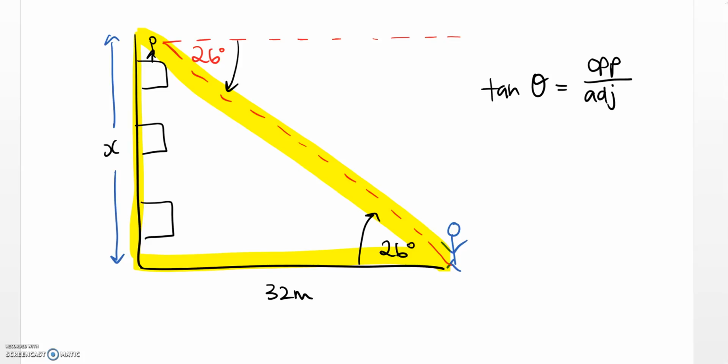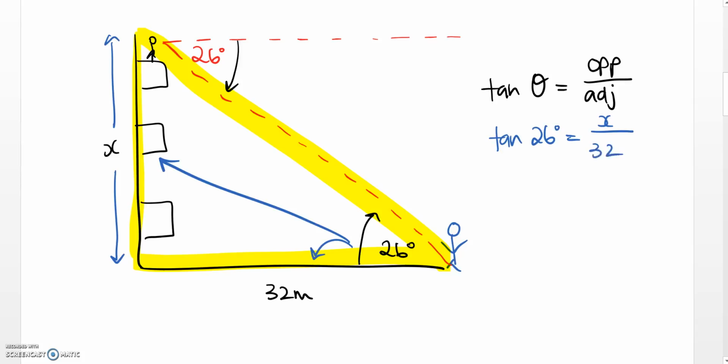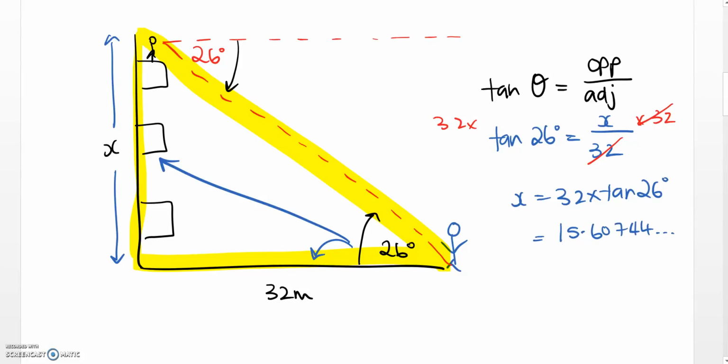So using this particular question, tan of 26 degrees is equal to X over 32 meters. Using algebra, we times both sides by 32. The denominator cancels out, and X is equal to 32 times tan of 26. And if I put that directly into my calculator and press equals, I end up getting 15.60744... etc. It keeps going. And if I round that amount to 2 decimal places, I end up with 15.61.